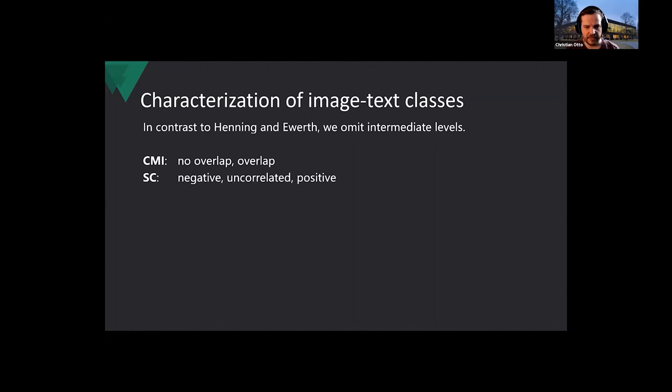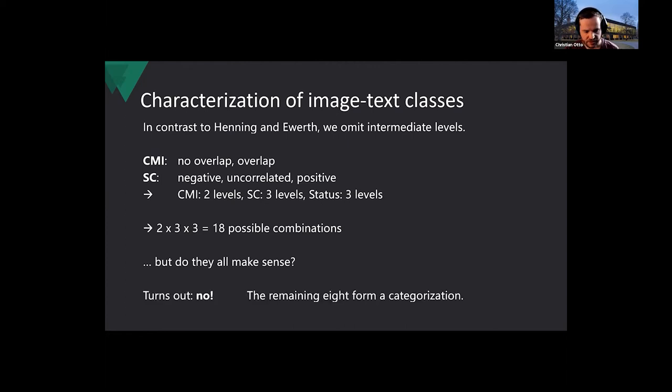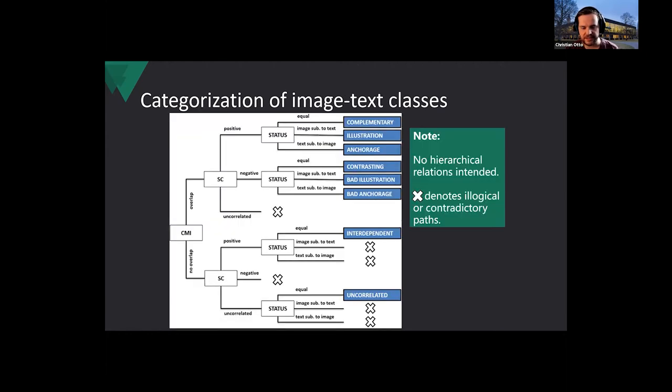But first of all, I had to actually create the image-text categorization. As I said, I had the three metrics, two from the already existing paper and the status relation, which yielded in theory 18 possible combinations of classes if I just combined them. I looked at each individual one and asked myself, do they all make sense? Well, it turns out no. The justifications for that would take a little too long now, so I'm just going to skip them. But the remaining eight form a categorization, which you can see on the next slide.